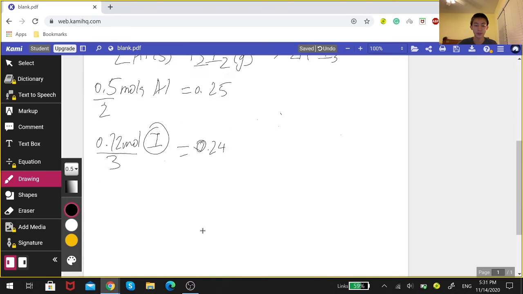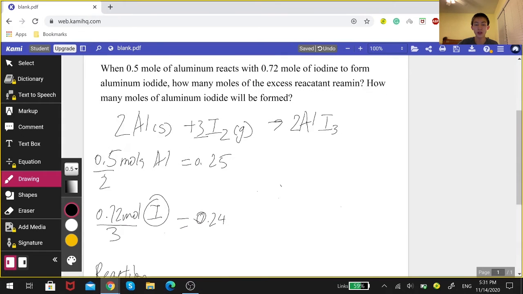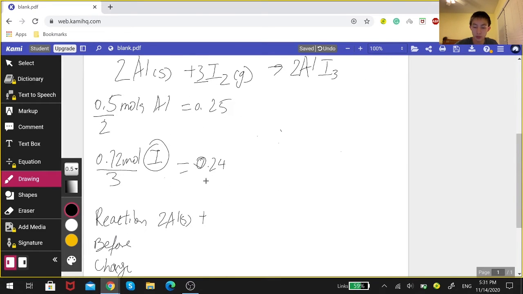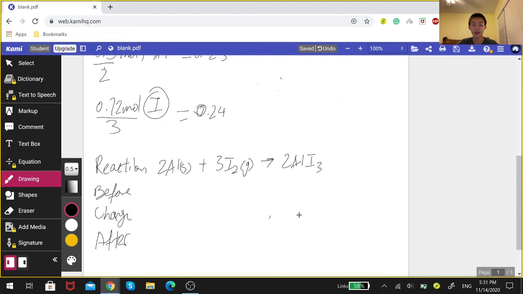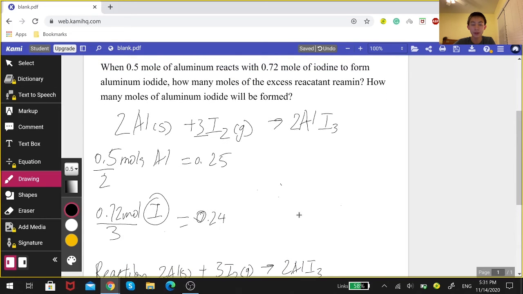Now let's actually do the reaction. Reaction: before, change, after. So our reaction is 2Al(s) plus 3I2. A gas by itself is always a gas. It yields 2AlI3. We have not learned how to find the states of matter for AlI3 yet, so we're going to leave that blank.